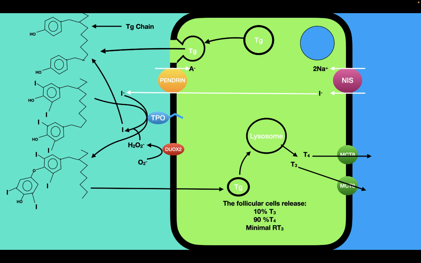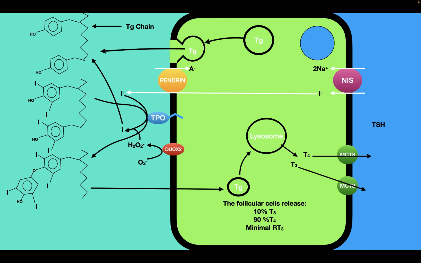Now, it's important to realize that the follicular cells are going to release varying amounts of T3 and T4. Around 10% of thyroid hormone that is released by follicular cells is going to be T3. Around 90% of it is going to be T4. And there's going to be minimal amounts of reverse T3 being released by these follicular cells.